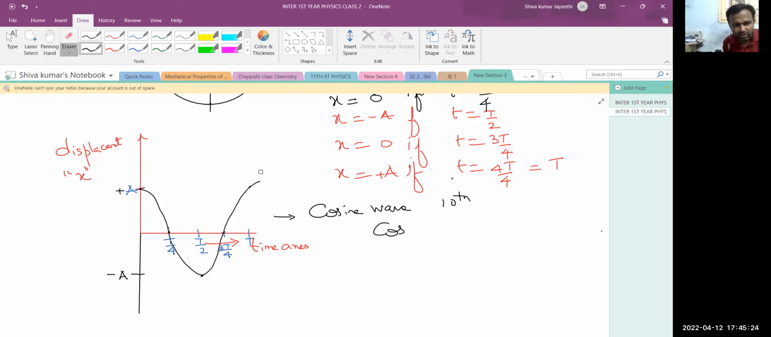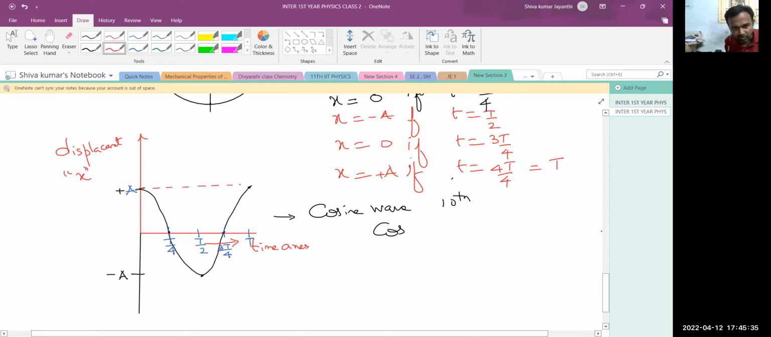So that is how they got this. Understood? So it has gone to one again extremum. See, this is the extreme. Extreme is this amplitude. You can see it's going to that extreme. You can see that? Yes, sir.